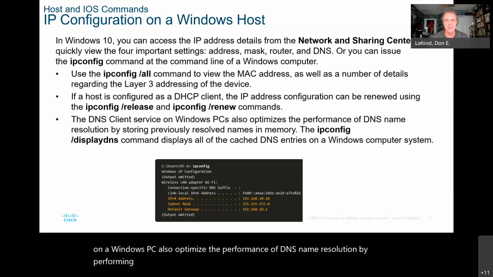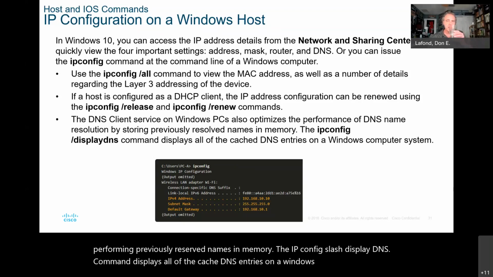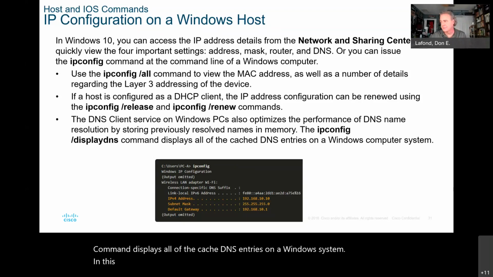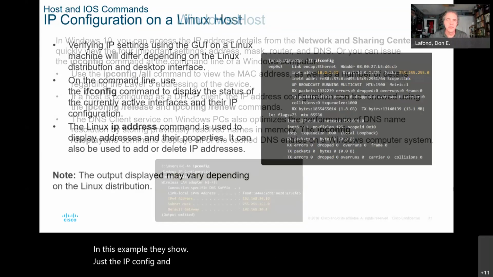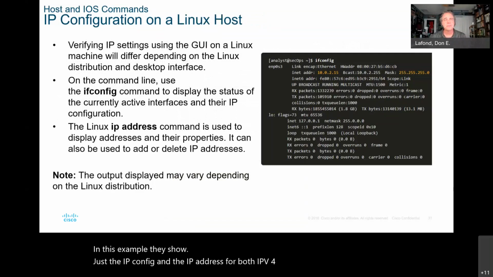The DNS client services on a Windows PC also optimize the performance of DNS name resolution by storing previously resolved names in memory. The ipconfig /displaydns command displays all of the cached DNS entries on a Windows system. In this example, they show just the ipconfig and the IP address for both IPv4 and IPv6.